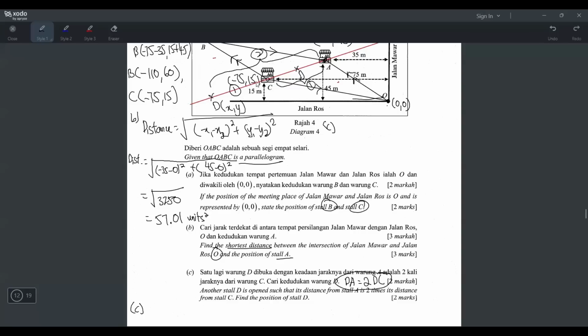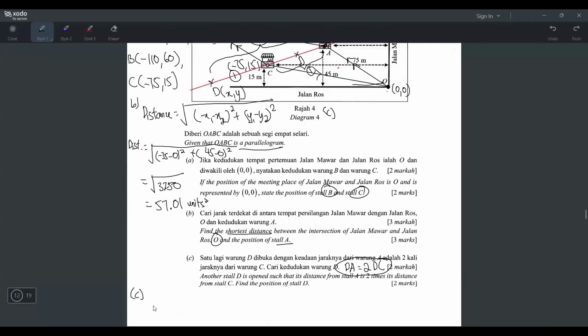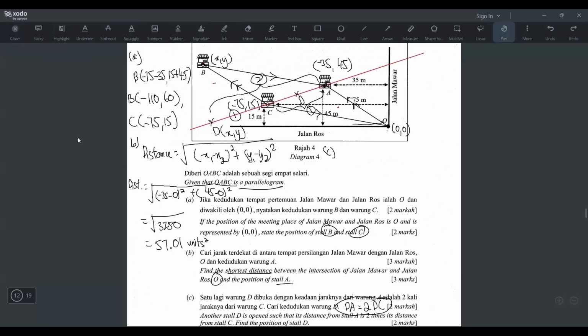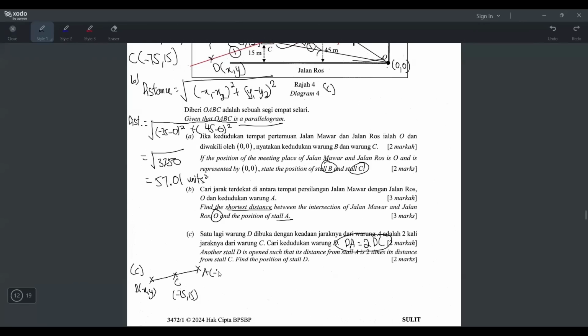So how to find point D? Let me draw out the line for you because I'm afraid you can't see. So the line looks like this. This is point D, and I don't know point D, X, Y. Here is point C, which is negative 75, 15. And the other one is point A, which is negative 35, 45. The ratio is 1, 1, because DA is 2 times DC. So the whole ratio is 2, and 2 minus 1 is 1. So the ratio is 1, 1.